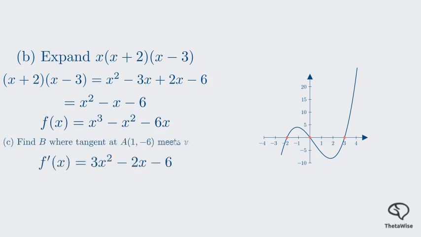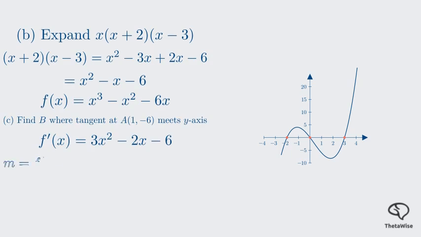Part C asks for the coordinates of B, where the tangent to A meets the y-axis. We differentiate the expanded expression. At point A, x equals 1. Plugging this in, the gradient m is 3 minus 2 minus 6, which equals -5.